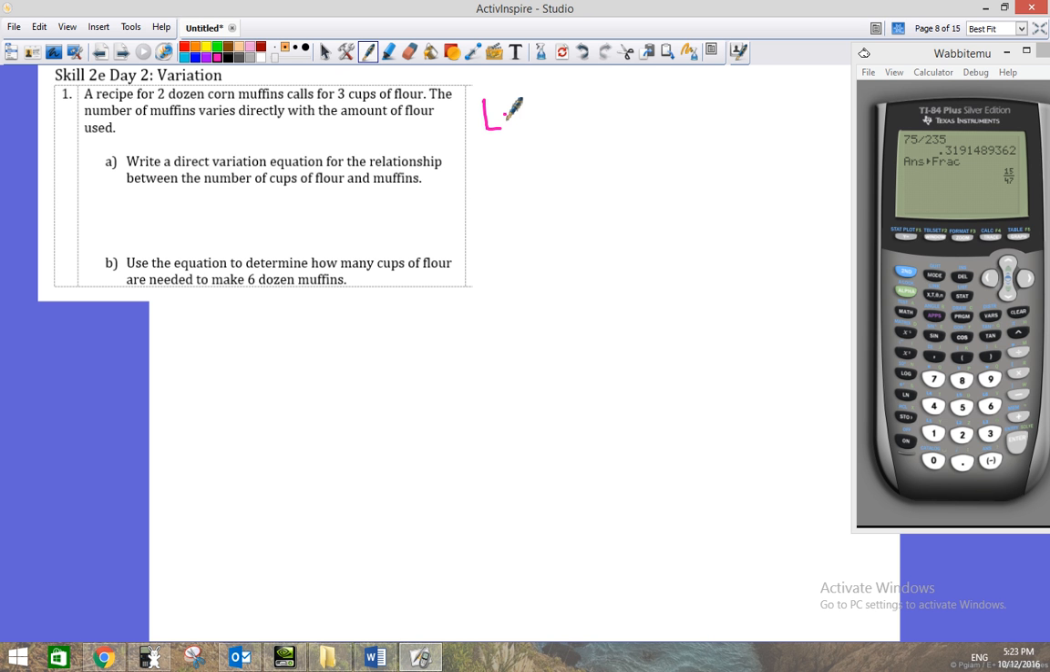Let's read the problem. A recipe for 2 dozen corn muffins calls for 3 cups of flour. The number of muffins varies directly with the amount of flour. So let's let N be the number of muffins, or we could have used a capital M. I'm just going to let N be the number. And let's let A be the amount of the flour.